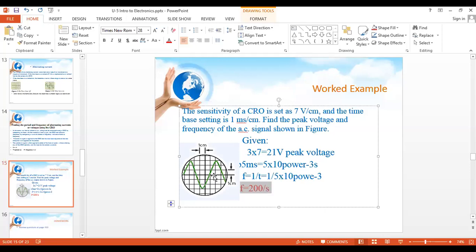To find the peak voltage, you are going to count from down to up, from the origin to the peak point of the wave. Okay, so since we have 1, 2, 3, you're going to multiply what is given to you over here, 7 volt per centimeter. When you multiply it, you're going to get 21 volt peak voltage. Okay, up to down to find the peak voltage, left to right to find the frequency of the device.